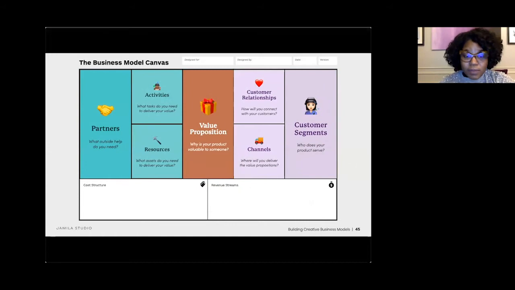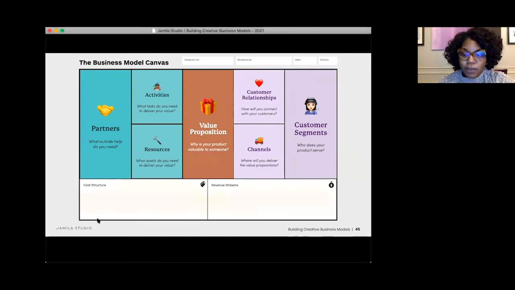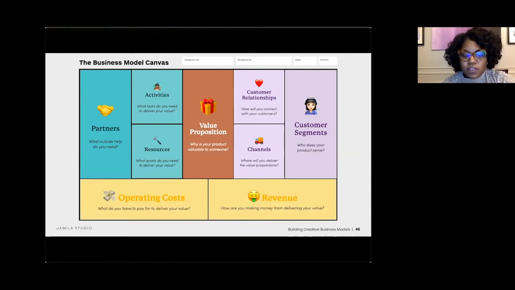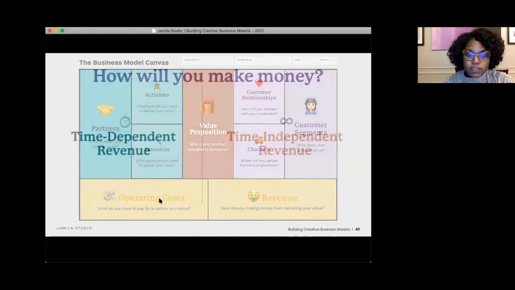So we are almost done with our business model canvas. We talked about the creation, we talked about the value, we talked about the delivery. Now we're going to talk about profit, where the money resides. So profit is broken down into two things: the revenue, which is how you are making money to deliver your value, and your operating costs, which is what you have to pay for in order to deliver your value. So two parts.